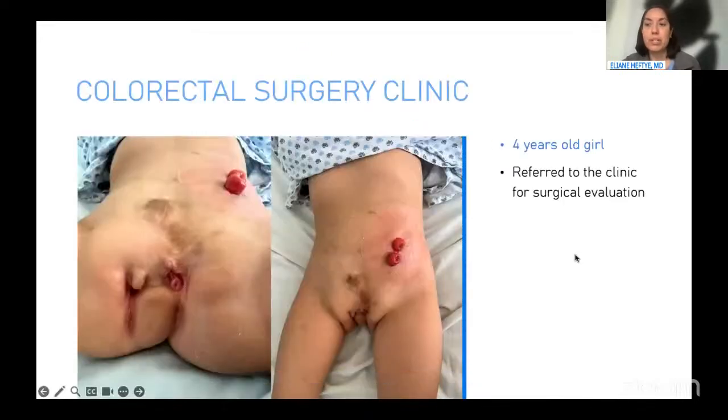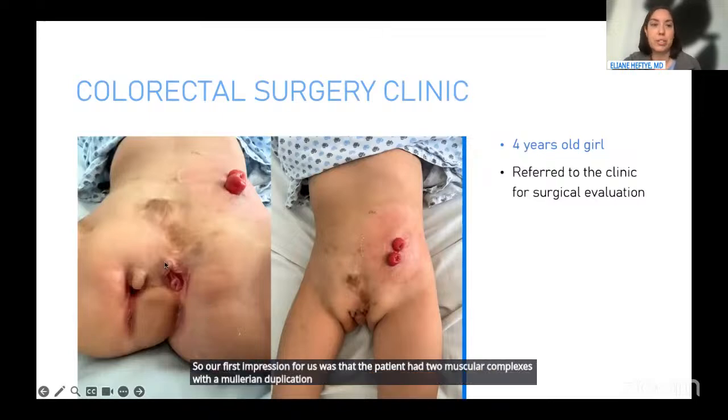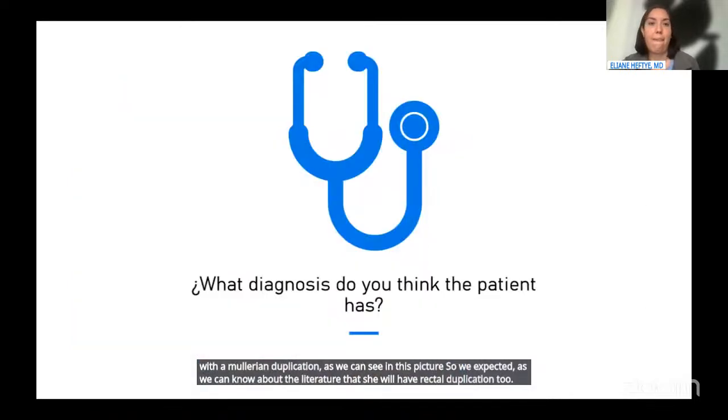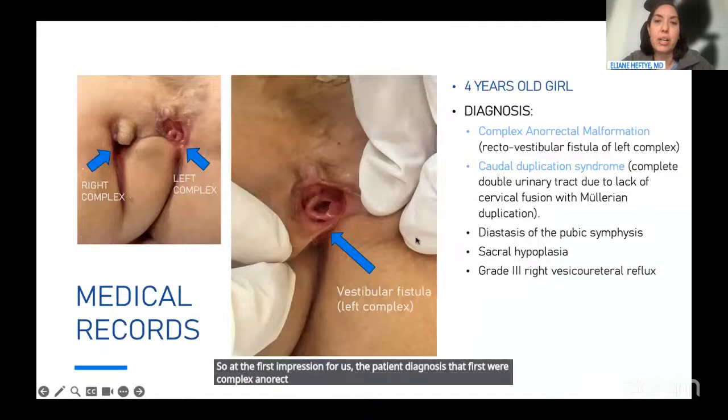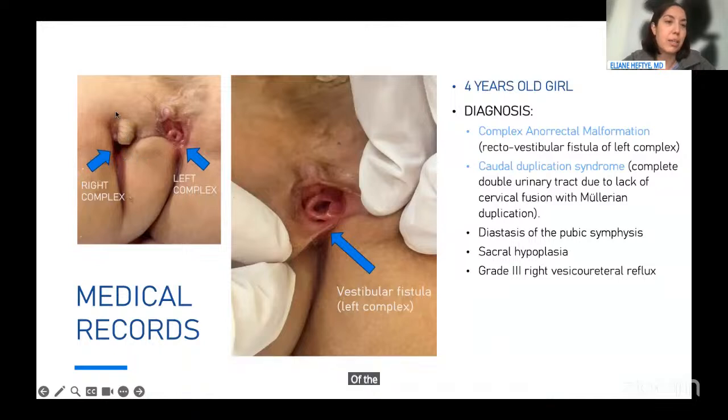Our first impression was that the patient had two muscular complexes with a Mullerian duplication, as we can see in this picture. As we know from the literature, we expected that she would have a rectal duplication too. So our initial diagnosis was a complex anorectal malformation. Here we can see a rectovestibular fistula of the left complex. The right complex is here and the left complex is here.